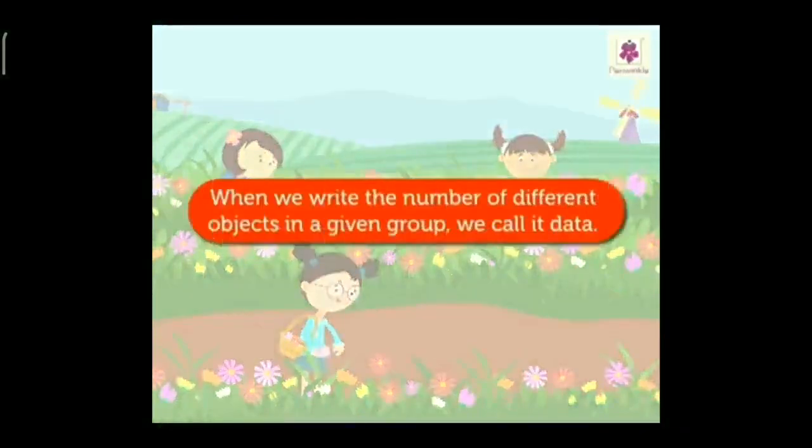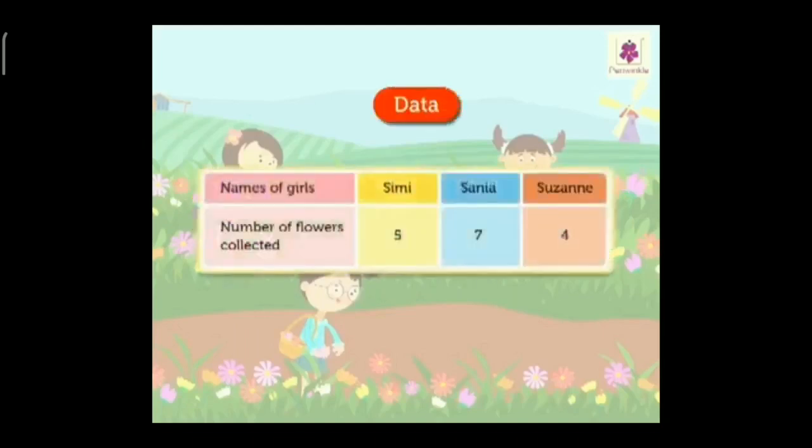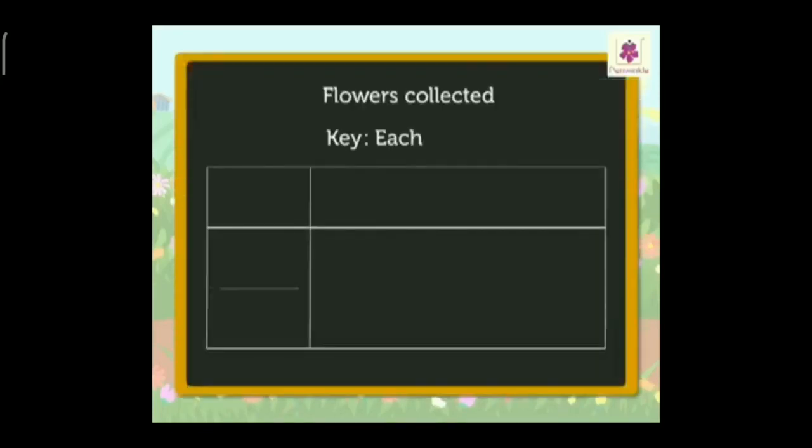When we write the number of different objects in a given group, we call it data. The data given in the flower farm example can be represented as follows. This data can also be represented by drawing pictures. It is called a pictograph.